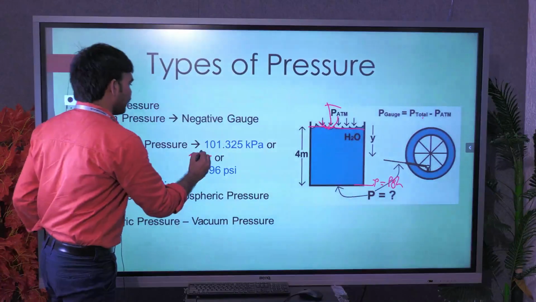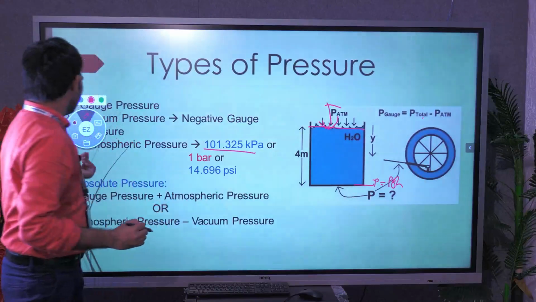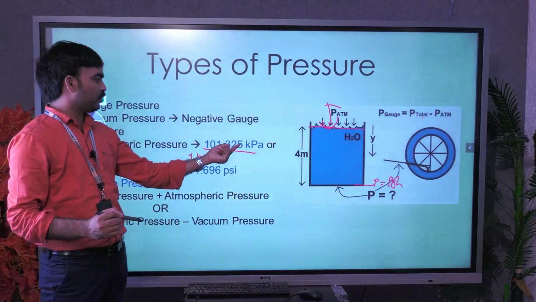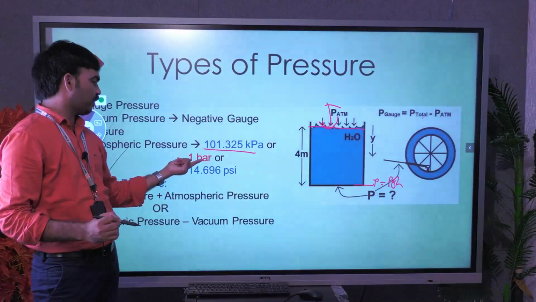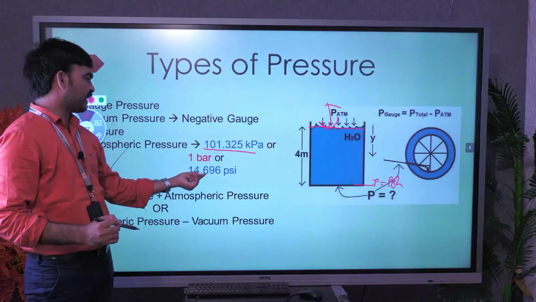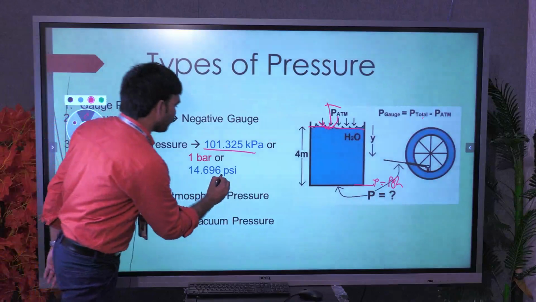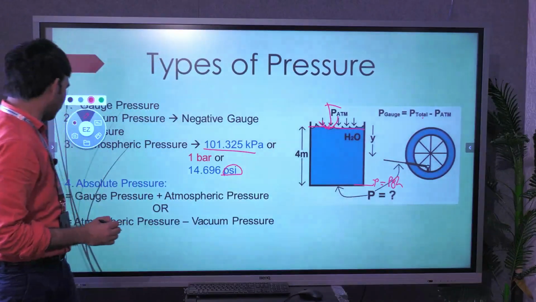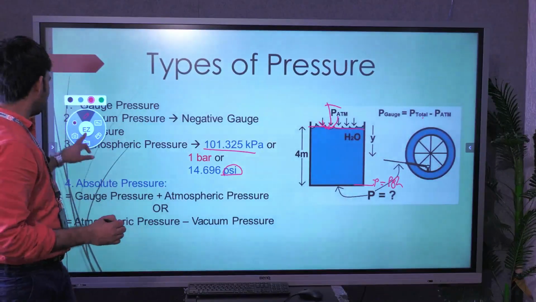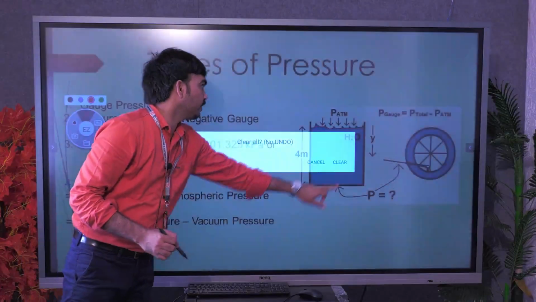So this we already discussed, the pressure. The atmospheric pressure is 101.325 kilopascal, which is equal to 1 bar or 14.696 psi, pounds per square inch. These relationships we also already discussed, right?